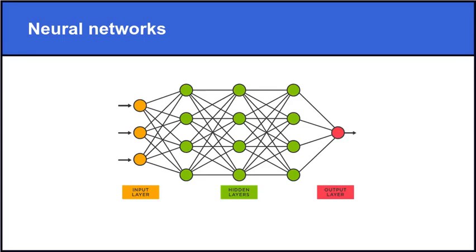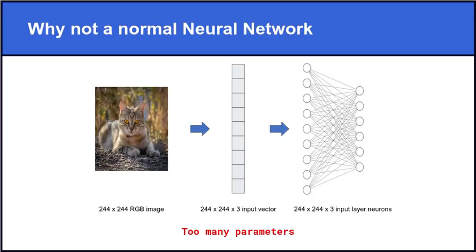So, neural networks are one of the most widely used machine learning models nowadays. This model performs really well when fed tabular data. However, neural networks do not work well with images for the following reasons. First, the number of parameters explodes quickly. In this example, we have a 244 by 244 RGB image. This image is reshaped into an input vector of size 244 by 244 by 3. So we would need the same number of neurons in the input layers. This makes the neural network too large with too many parameters.